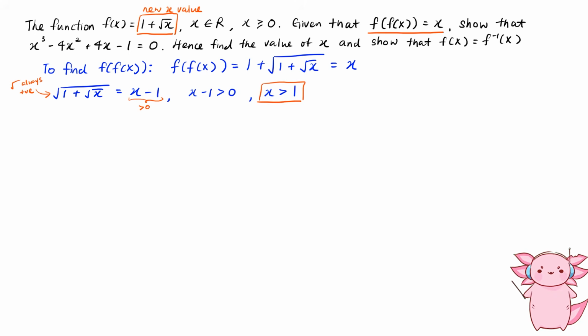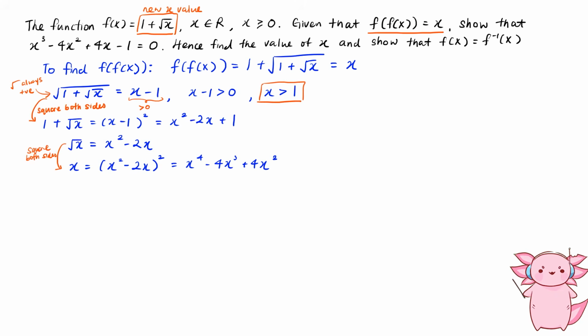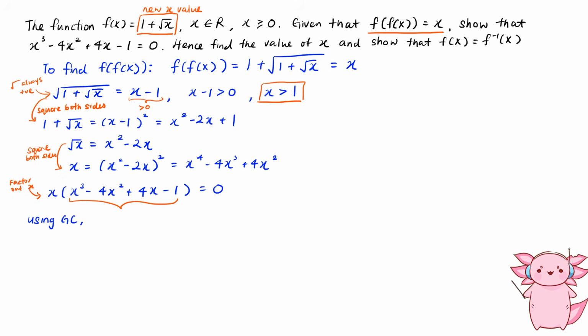Now, after squaring both sides and then squaring both sides again, we can get something like this, and factorizing out x, we can get a cubic equation, and then we can use our GC to solve for the values of x to be 2.62 or 0.38. Since x is greater than 1 from just now, we have to reject 0.38 and 0 as a solution.